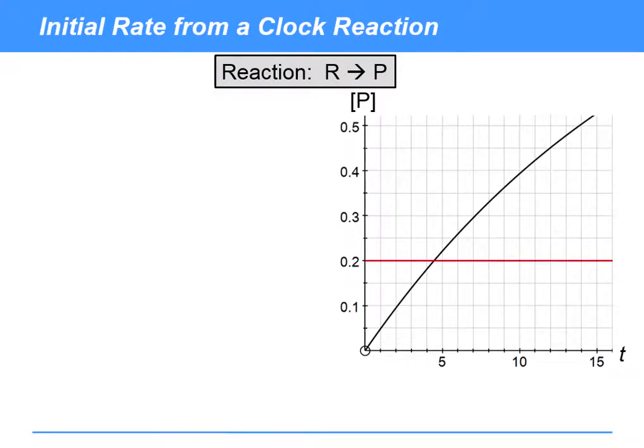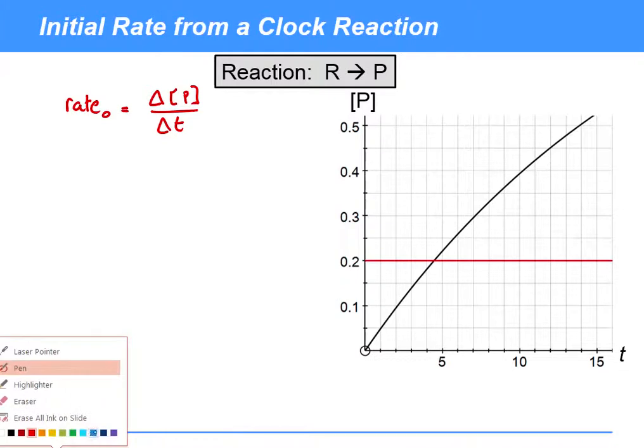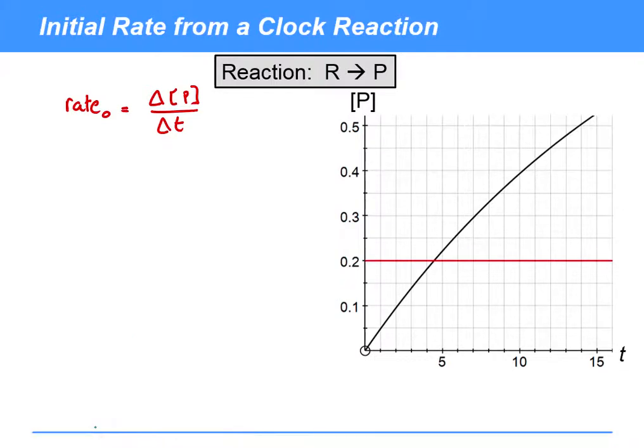So this is a visible product. Now, what would the rate of reaction be? Remember, initial rate is change in concentration of product divided by change in time. So what we can do is get the average rate up to this point. I'll just switch color so that you can see this a bit more easily. So you can find the average rate between this point and the start.